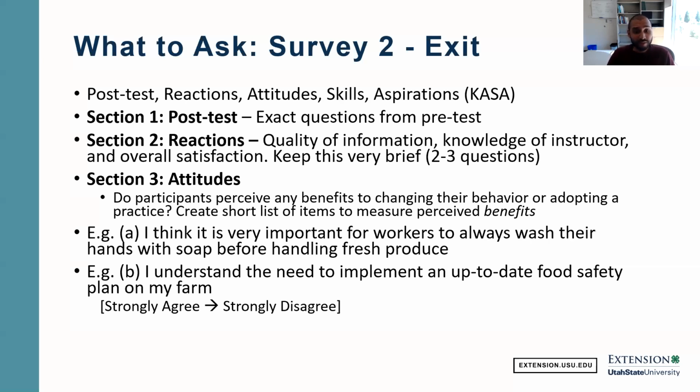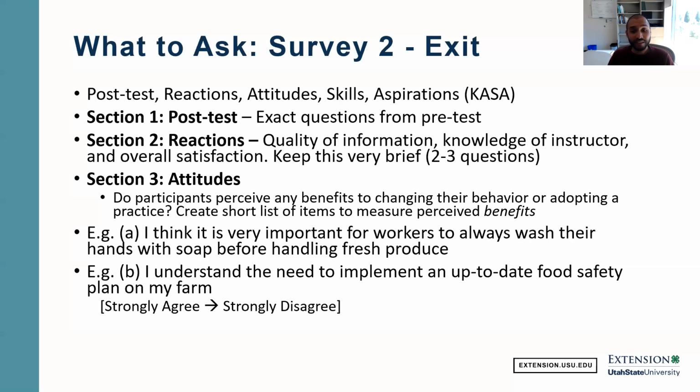So the first section of the exit survey is the post-test. The post-tests are basically knowledge questions that you already asked in the pretest. So all you have to do here is copy and paste those items into this survey. So moving on to the next section, consider asking very basic questions on participants' satisfaction or reaction to the program. So you can ask, did the instructor appear knowledgeable on the subject matter? And were you satisfied with the quality of the information you received in the program?